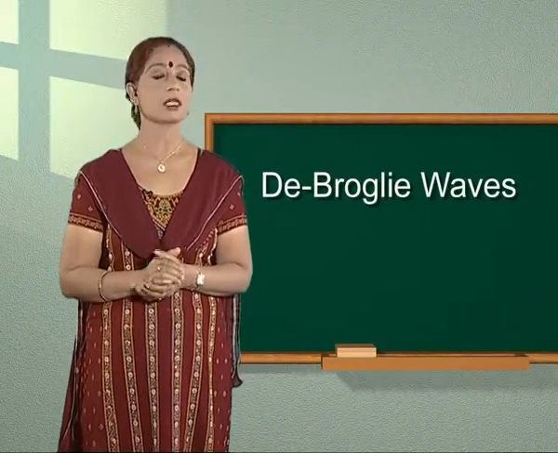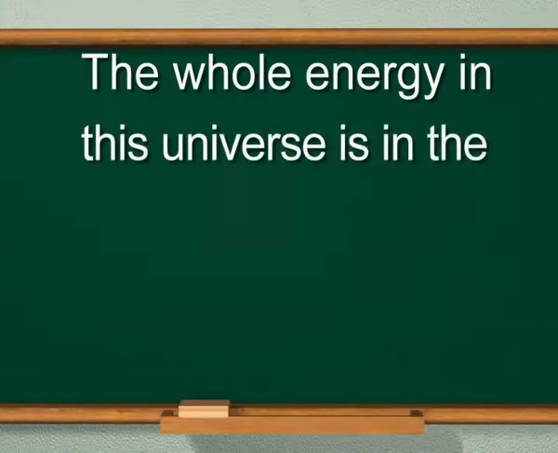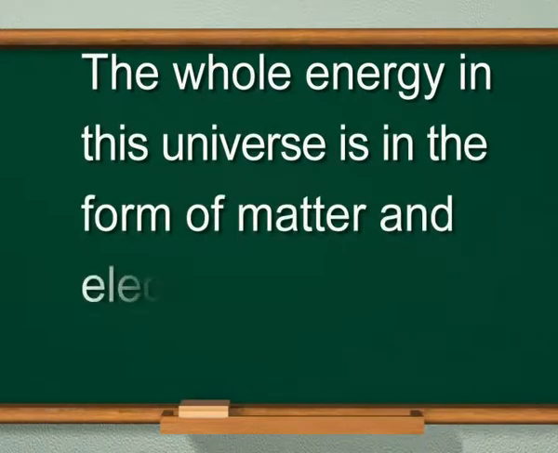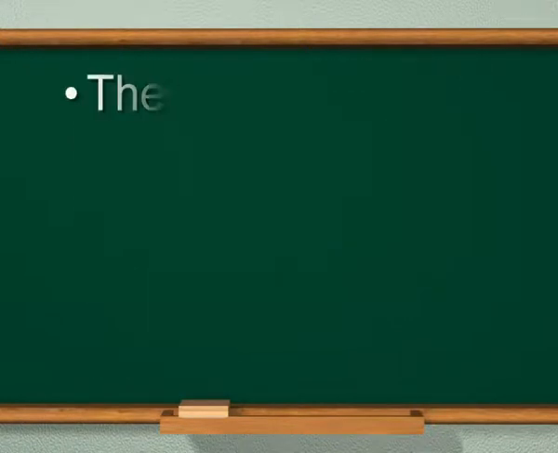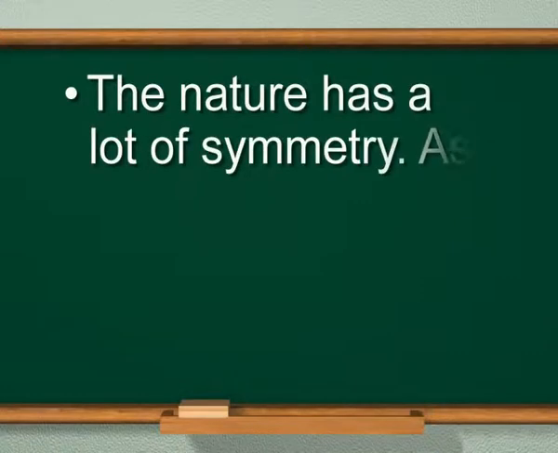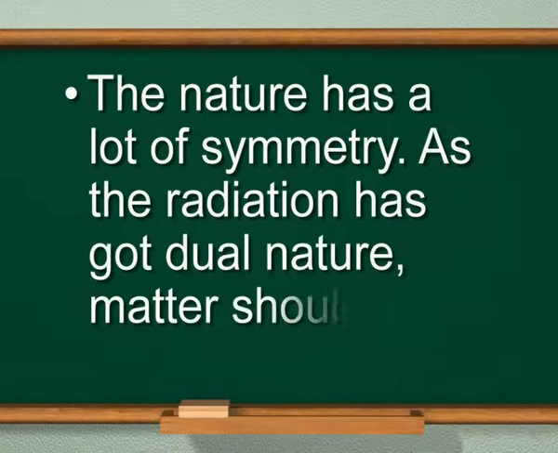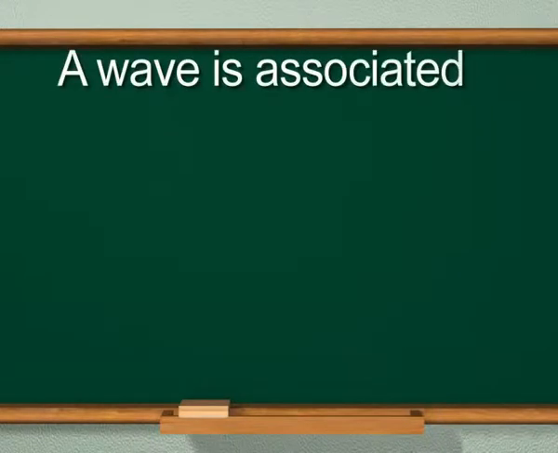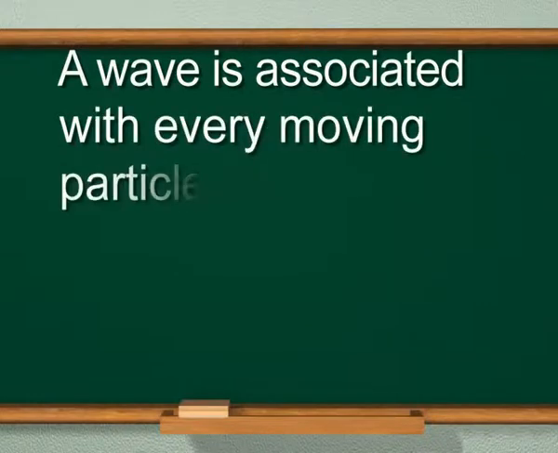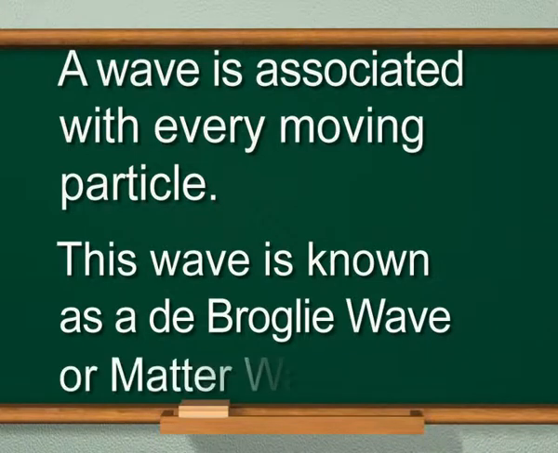These observations are summarized as: the whole energy in this universe is in the form of matter and electromagnetic radiation. The nature has a lot of symmetry. As the radiation has got dual nature, matter should also possess dual nature. Hence, as per de Broglie, a wave is associated with every moving particle. This wave is known as a de Broglie wave or matter wave.